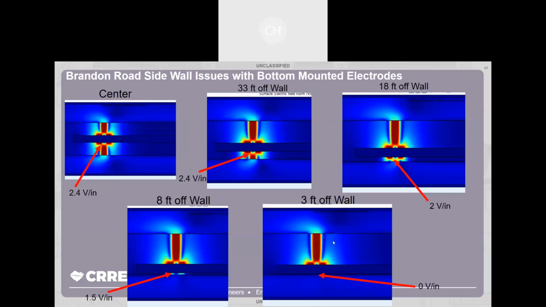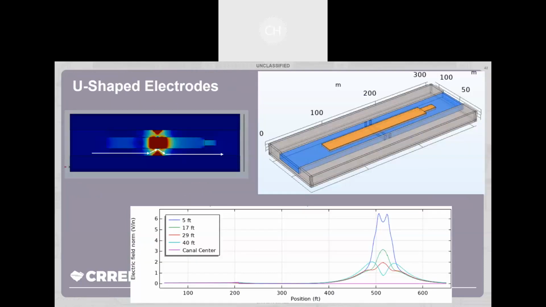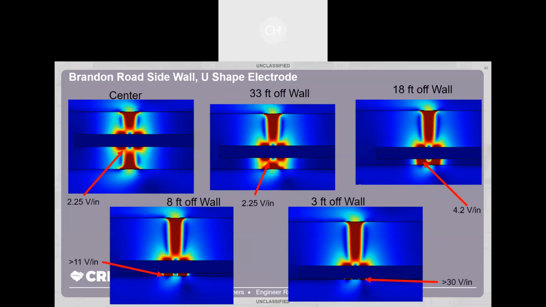This is what we've talked about, these gaps on the side being an issue. As a barge gets closer and closer to the side of the canal, you see that the field strength gets smaller and smaller, to where it's almost zero. And Brandon Road will actually be up against the wall quite a bit, so this is kind of a problem. These U-shaped electrodes, you can see, actually mitigate that issue.